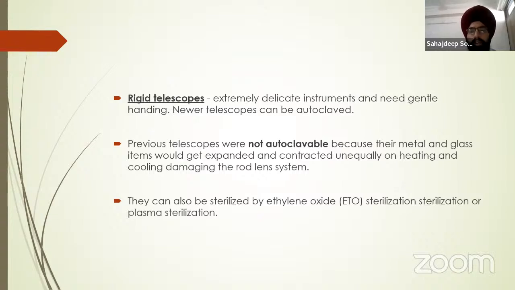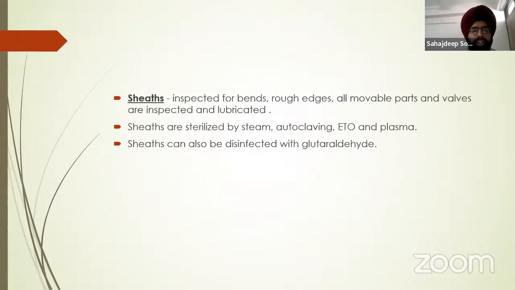Previous telescopes were not autoclavable because their metal and glass components expanded and contracted unequally, leading to damage of the rod lens system. They were usually sterilized by ethylene oxide or plasma sterilization, which are low temperature sterilization methods, and will be discussed in further slides. The sheaths are inspected for any bends, rough edges, and all movable parts and valves are inspected. Sheaths are sterilized by steam autoclaving or ethylene oxide, and they can be disinfected with glutaraldehyde in between cases.